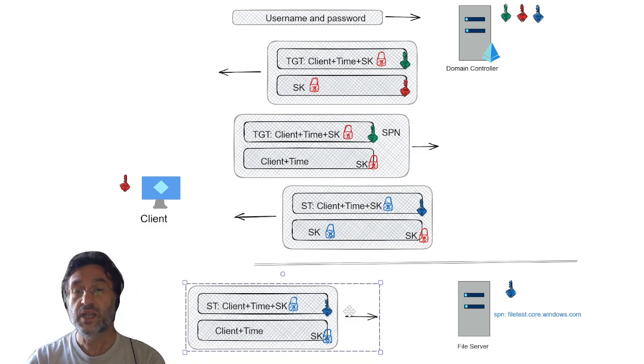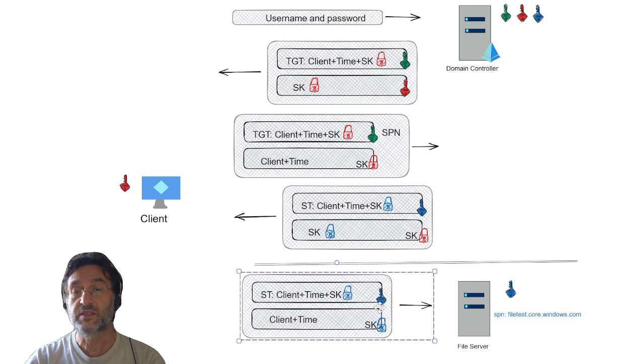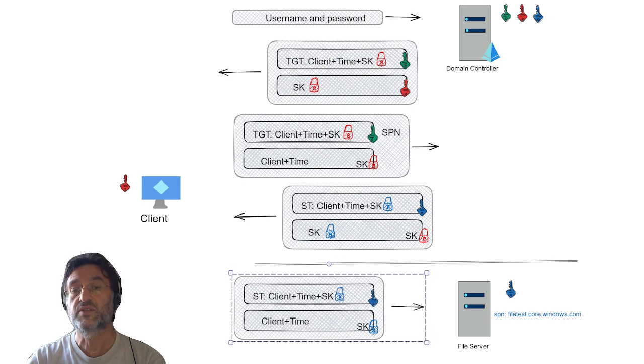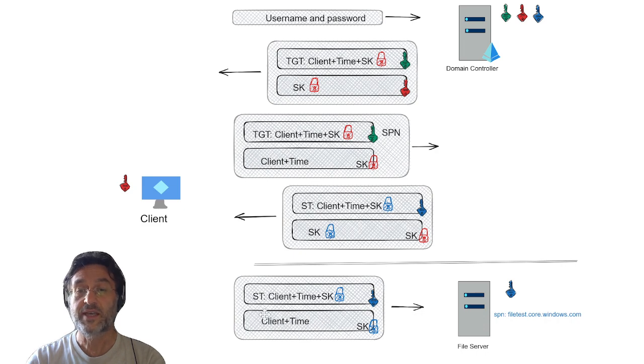Now the client can send the authentication request to the file server. How does it do it? It sends the service ticket, the entire service ticket he picked from the previous message. Along with it, he sends another message with the client and time, and this information is encrypted using the session key generated for the client to talk to the server.